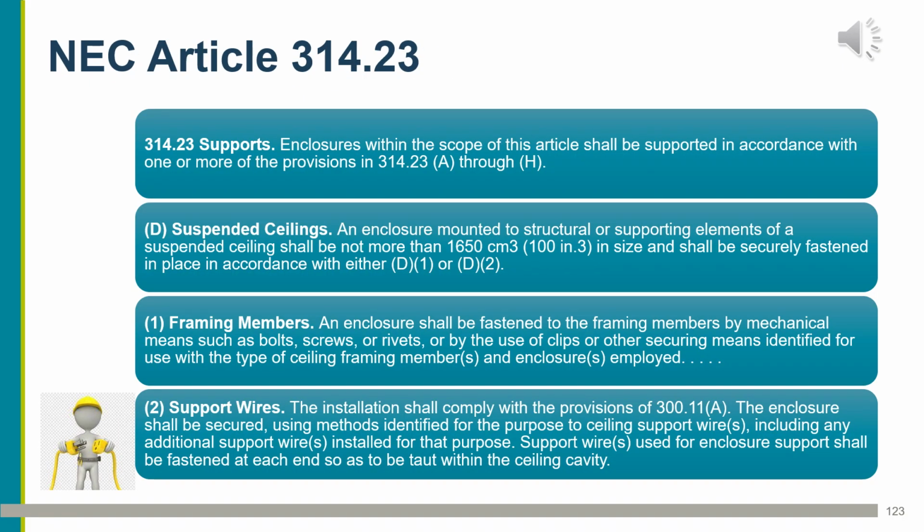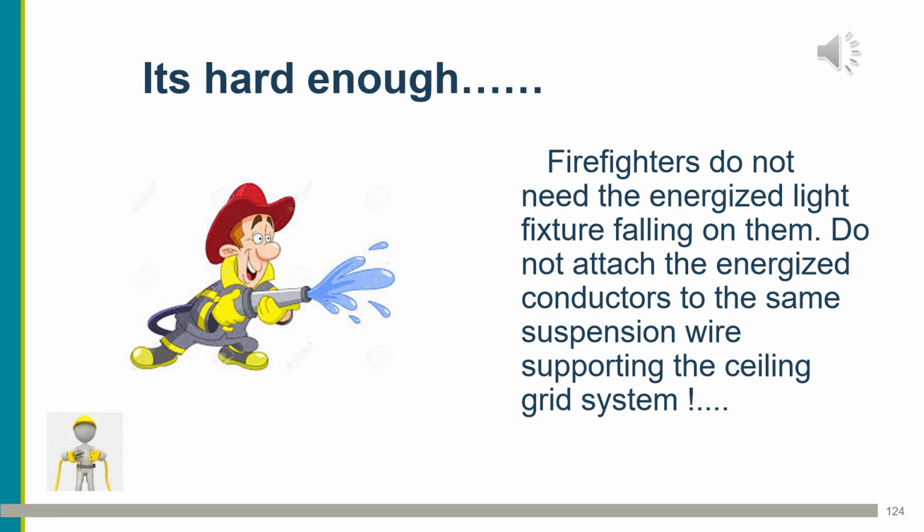So continuing with the National Electric Code, Article 314.23, enclosures within the scope of this article shall be supported in accordance with one or more of the provisions. Typically, this is going to be requiring that you have the clips, and you also have the additional support wires. And part of the intention of all this is that we don't want these light fixtures dangling down and hindering egress of the building. And equally important is hindering ingress by firefighters. They don't need to have energized light fixtures and stuff falling on their heads and creating hazards that are just not necessary.